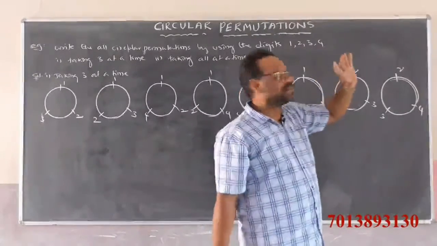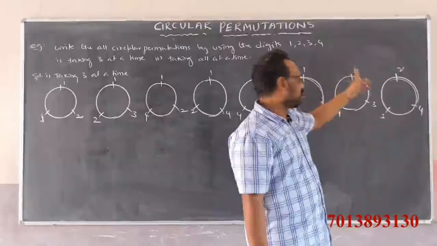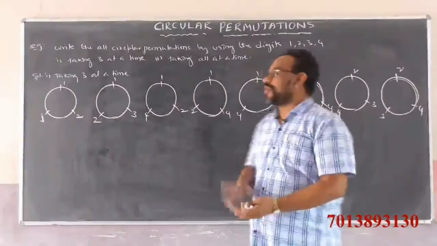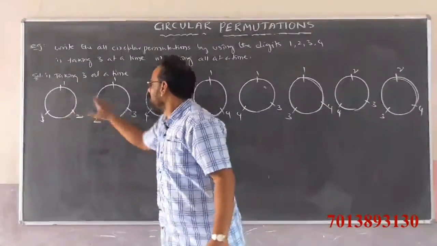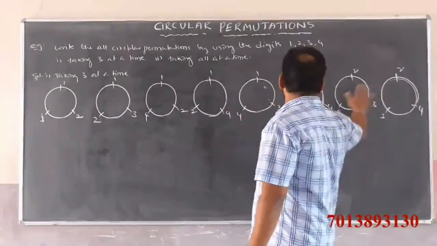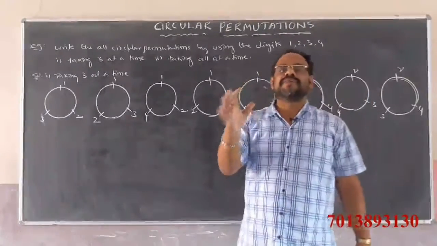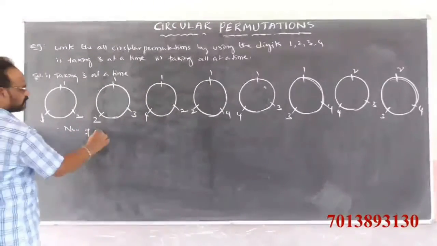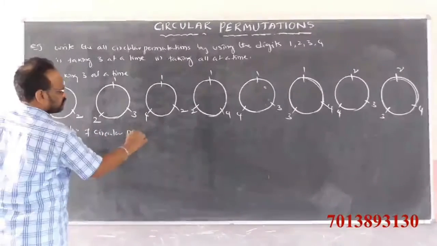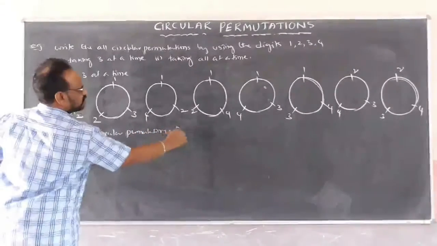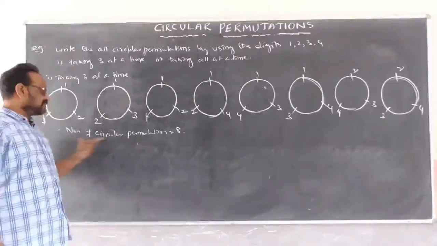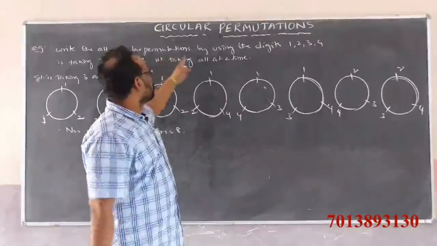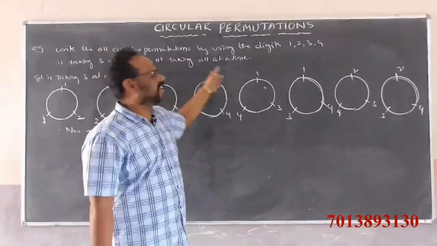Next, take another 3 digits, that is 2, 3, 4. This is the clockwise direction, and 2, 4, 3 is the anti-clockwise direction. Total number of circular permutations: 1, 2, 3, 4, 5, 6, 7, 8. The total number of circular permutations is equal to 8.